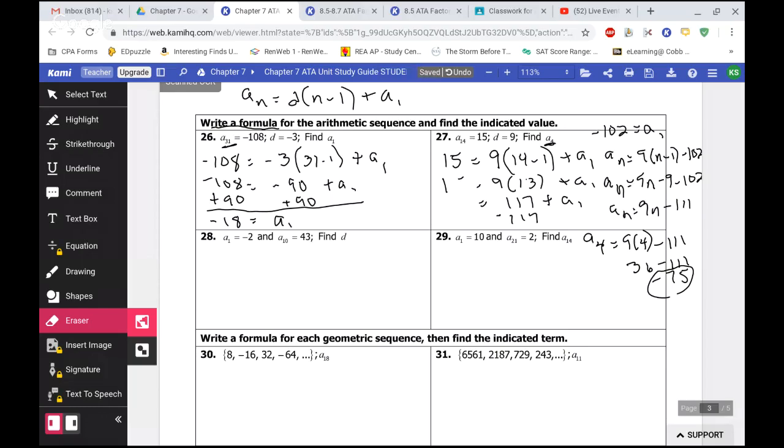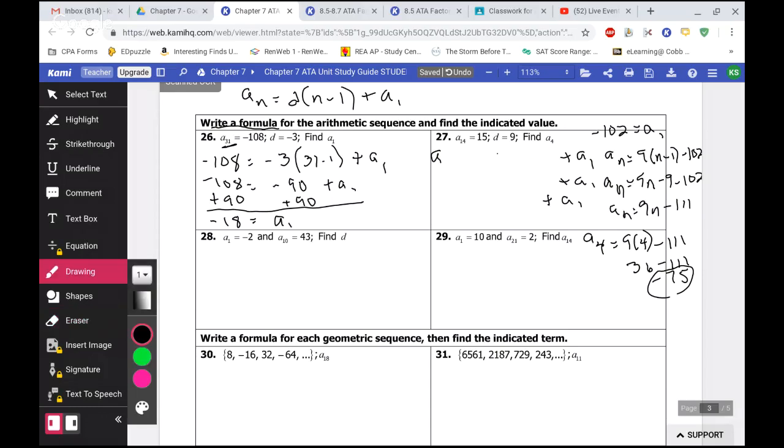I have to use my calculator on my iPhone, so sometimes my iPhone does not cooperate with me well. So let's see. I'm just going to rewrite the answers here. Okay. The formula was 9n minus 111 and the 4th term.